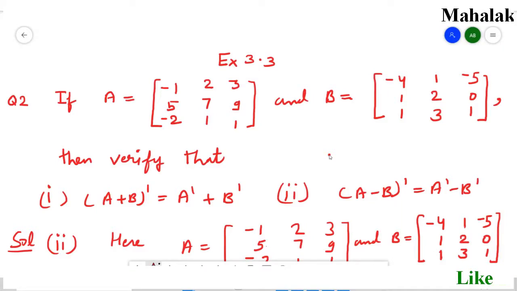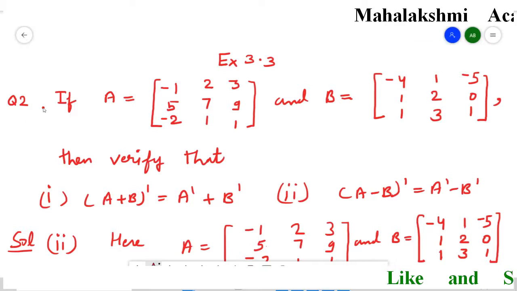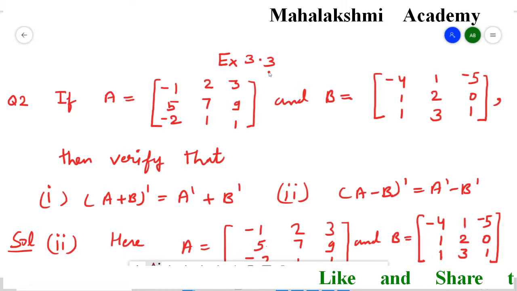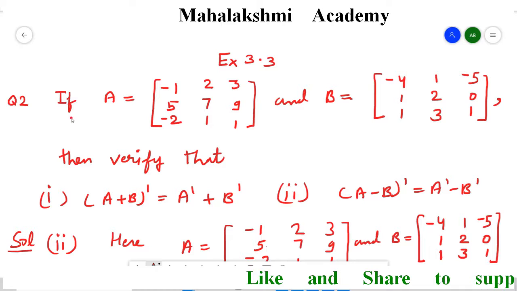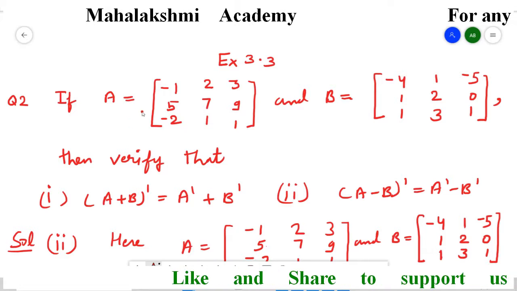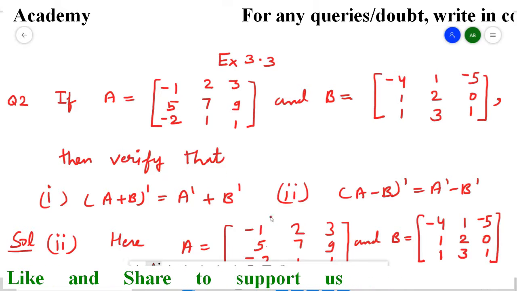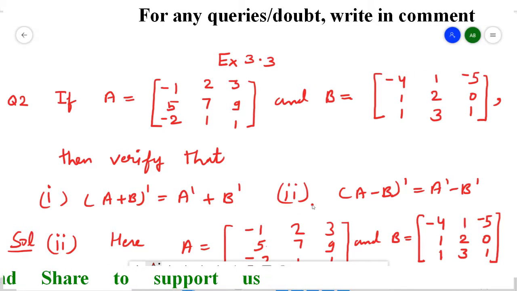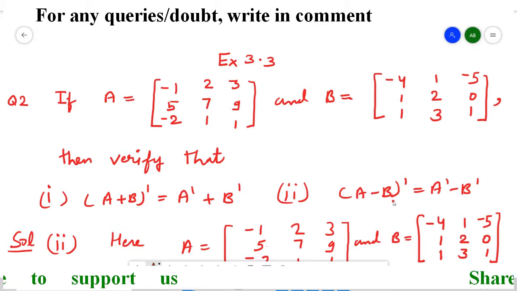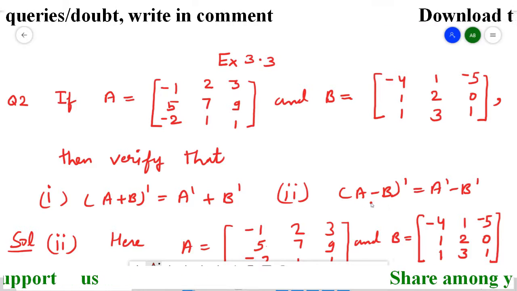Hello everyone, I am going to explain question number 2 from exercise 3.3, and this question belongs to 12th class maths. So question 2 is, if A is a matrix and B is another matrix, then we have to verify the following results. There are two results; among them I am going to prove the second part, and the first part you can do similarly.